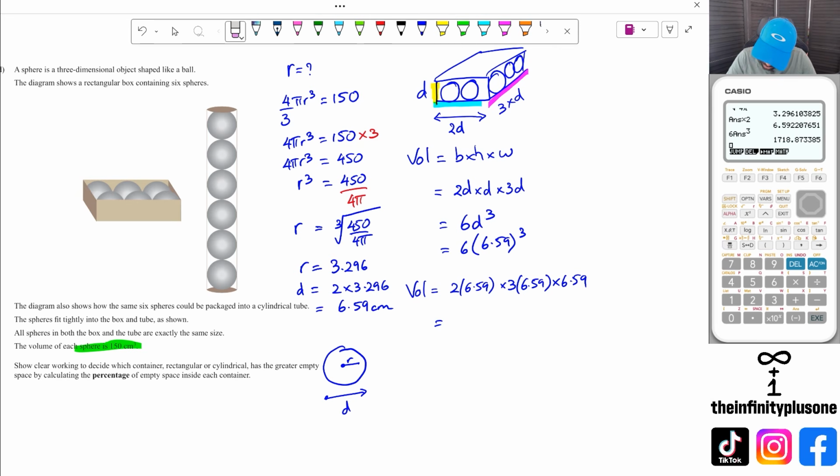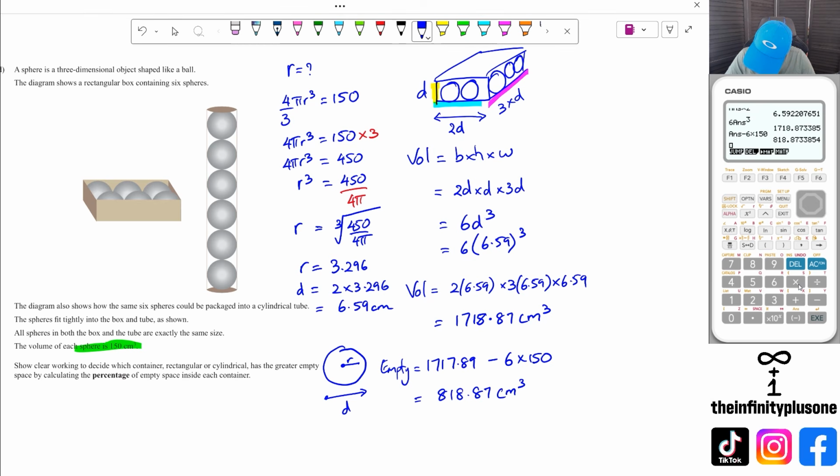1718.87 centimeter cubed. Now this is the volume of the cuboid. The cuboid actually has 6 balls in it. So we've got to go 1718.87 minus the 6. Each of the balls is 150, so I've got to take away 150 from it. So I'm going to take this answer minus 6 times 150, and that's going to give me the wasted space, or I think I should put empty space. So the empty space is going to be 818.87 centimeter cubed. Just realized I got that wrong there.